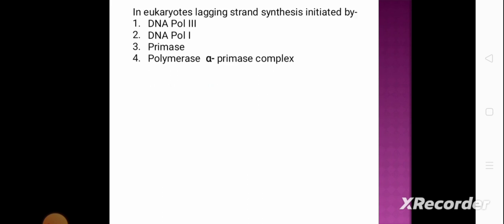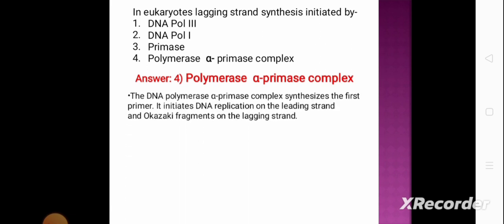Next question. In eukaryotes, lagging strand synthesis is initiated by option 1, DNA pol 3, option 2, DNA pol 1, option 3, primase, option 4, polymerase alpha primase complex. And the correct answer is option 4, polymerase alpha primase complex.